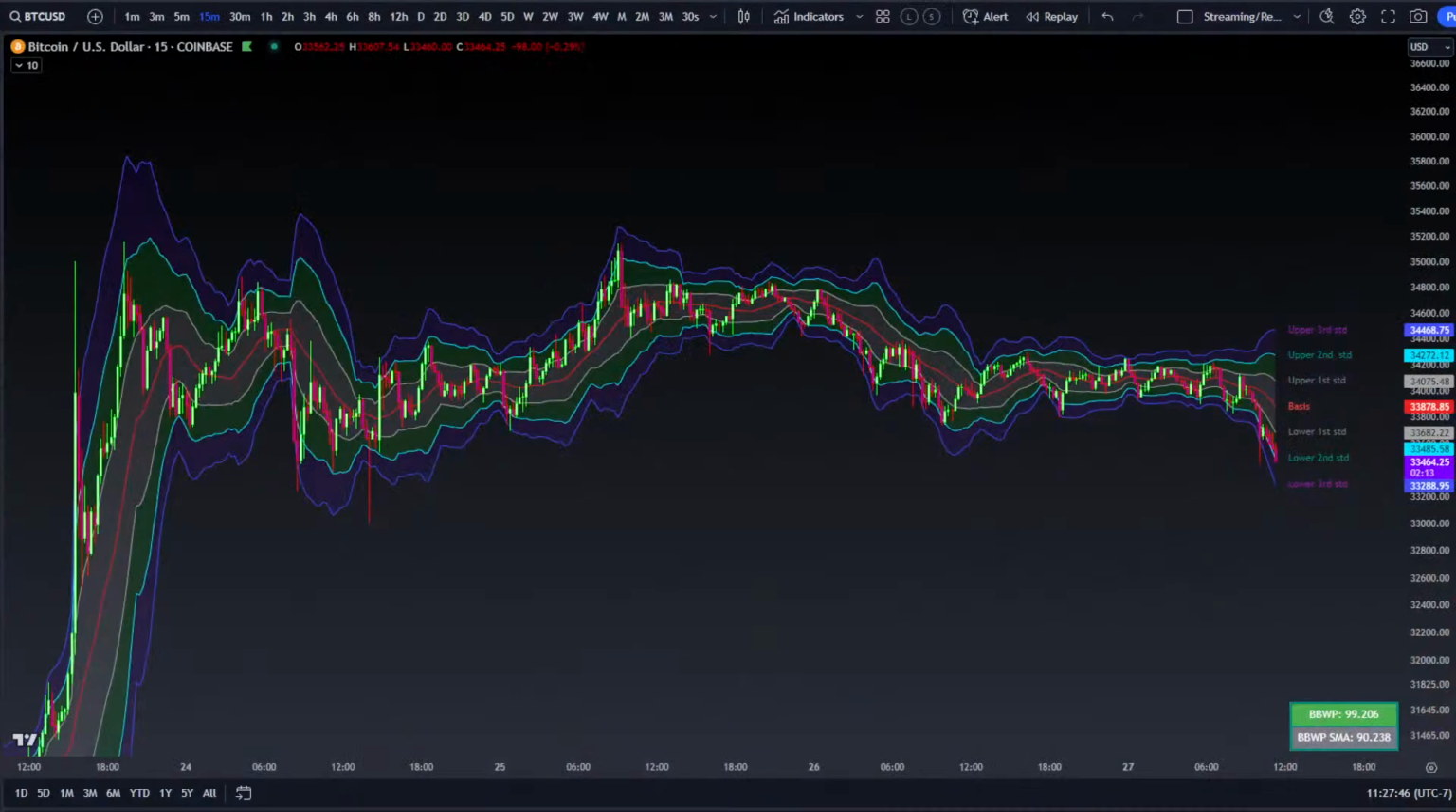Today is Friday, October 27th, and we're going to take a look at Bitcoin today. Specifically, we're going to look at CME. We'll look at spot Bitcoin here on Coinbase as well. And we're going to take a look at the validation and invalidation points for continuation of this particular move.